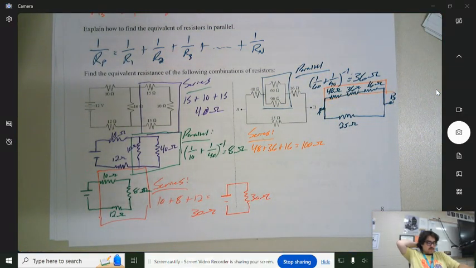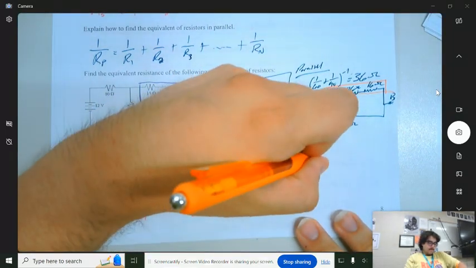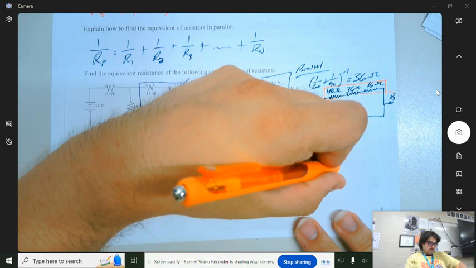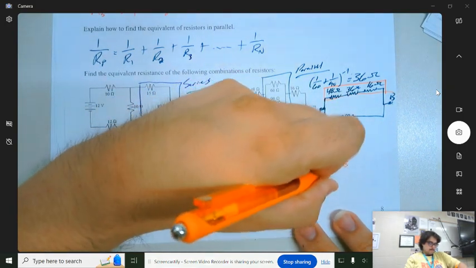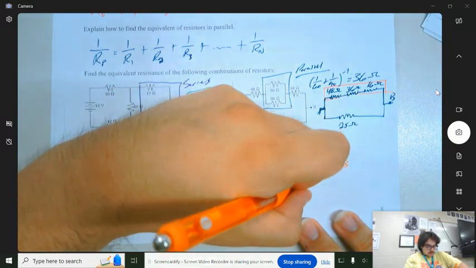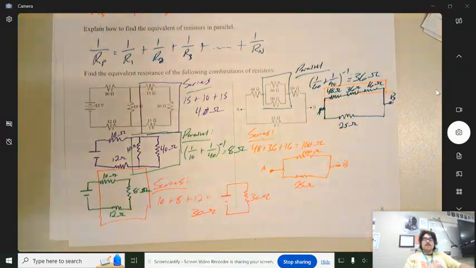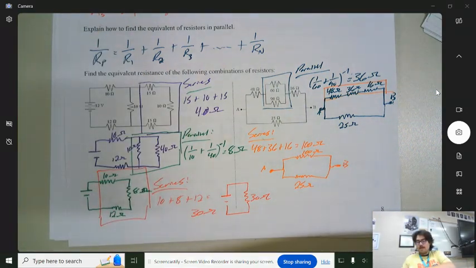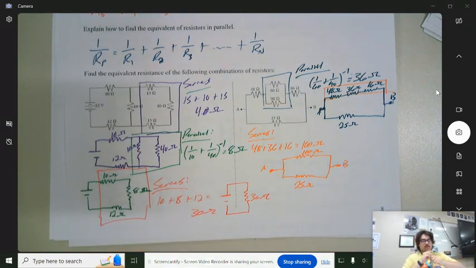So now we've resolved this into a very simple circuit. This is just 25 ohms, and then this is 100 ohms. Now it's just parallel. All we have to do now is apply our parallel rule for resistors.